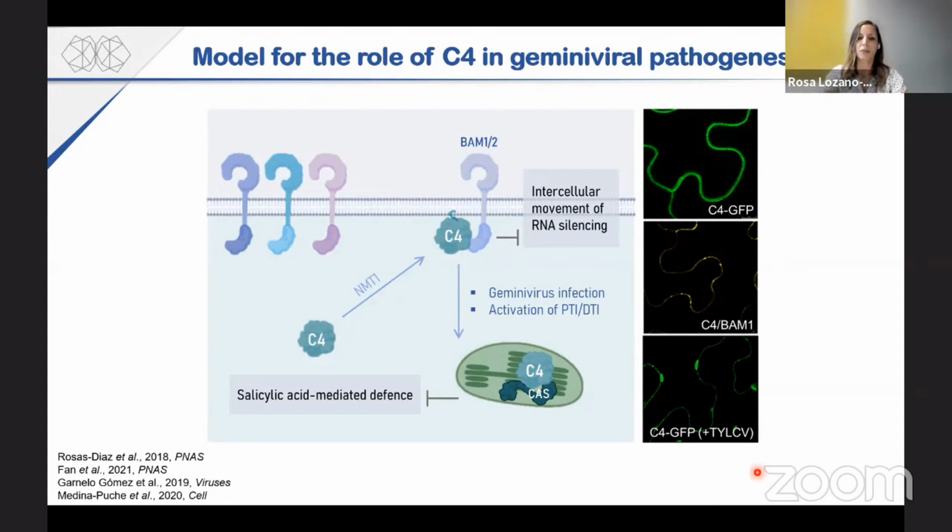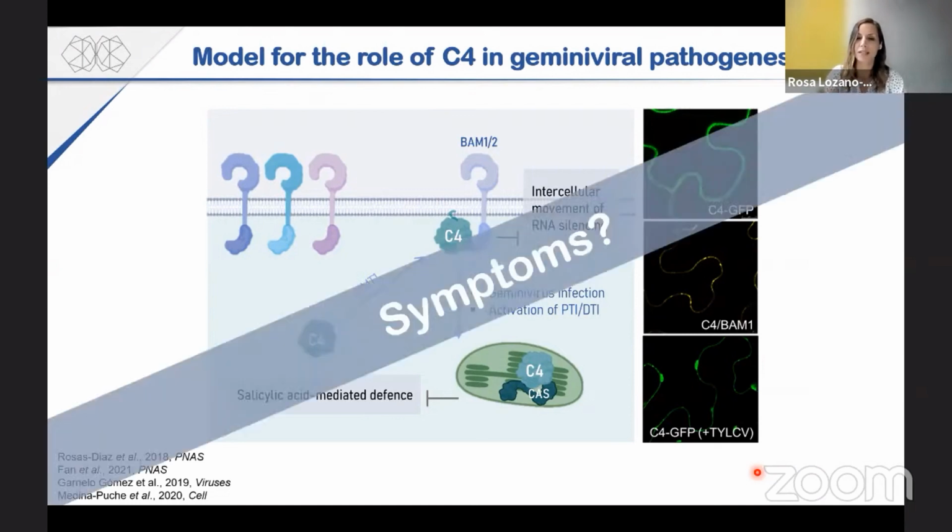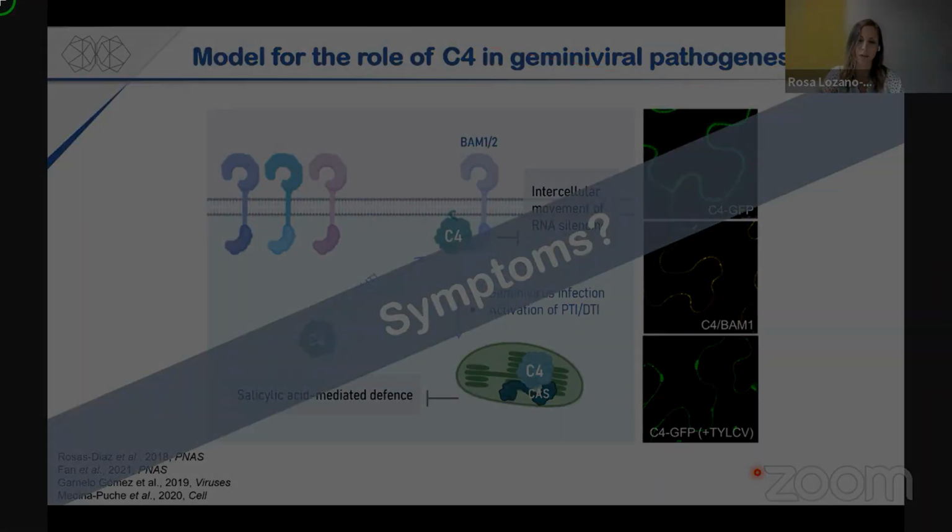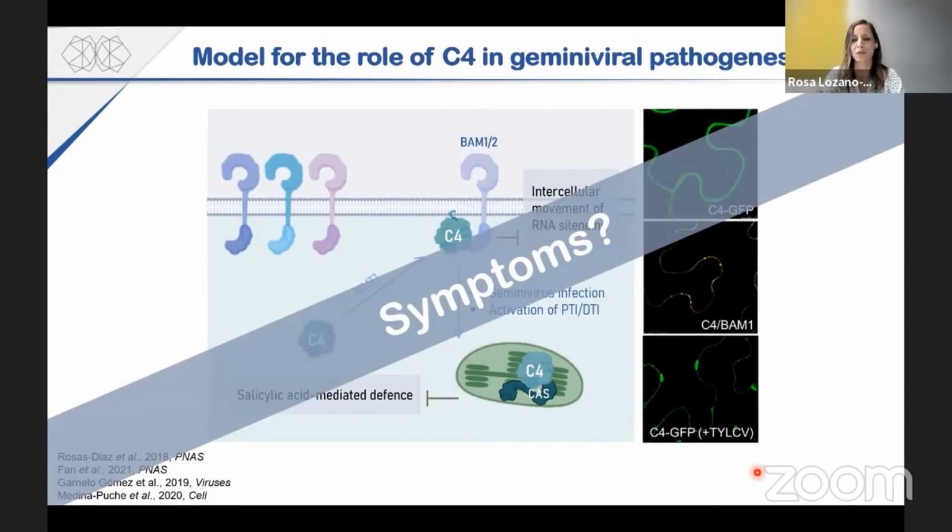So we think this is a beautiful example of how subcellular compartmentalization can enable multifunctionality of a viral protein. But in a nutshell, what I am telling you here is that C4 can suppress plant defense, and it can do so at different levels. However, this does not really tell us anything about how symptoms arise. So how is C4 triggering this symptom development during the viral infection?